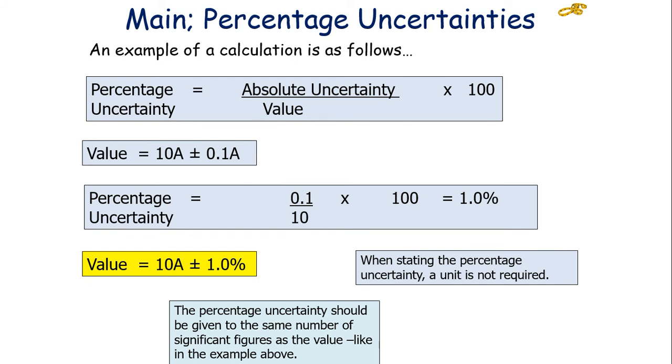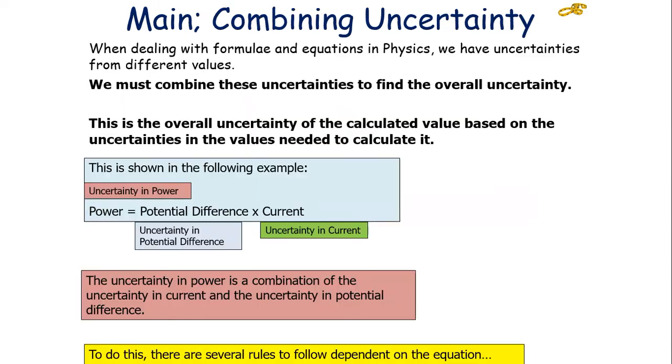Now an example calculation of percentage uncertainty is as follows. Let's say it's 10 amps plus or minus 0.1 amps. To work out your percentage uncertainty, you do 0.1, the absolute uncertainty, divided by the value 10, times 100, and it's 1.0%. Note, you don't have to write a unit down for percentage uncertainty because it's a percentage, and it's got to be written to the same number of significant figures as the value that has been given in the question.